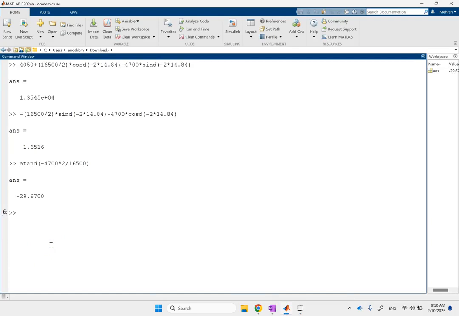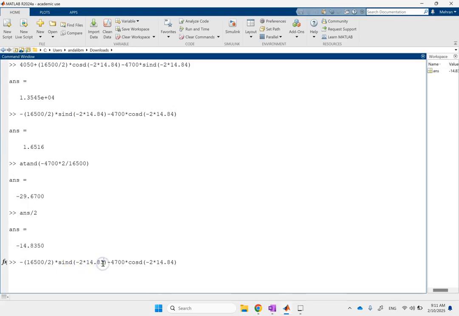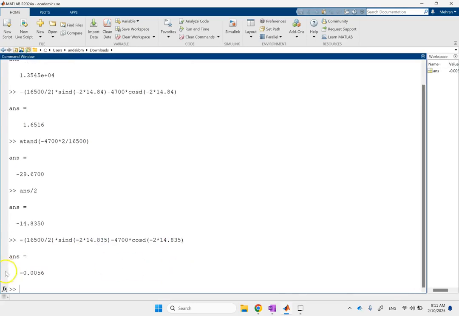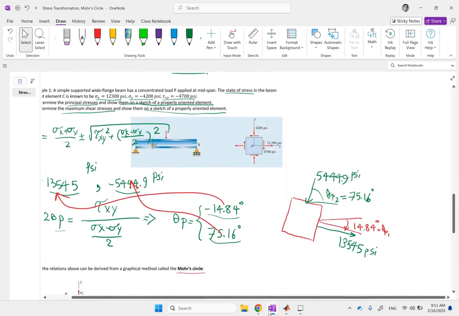So here is the original angle. You see that's 2 theta p. If I divide it by 2, the actual angle should be 835. So let me just go back and replace it with 835, see how much we get. You see, that's now practically 0. Okay, so on these planes, there is no shear stress, and therefore this is the plot for principal stress planes.